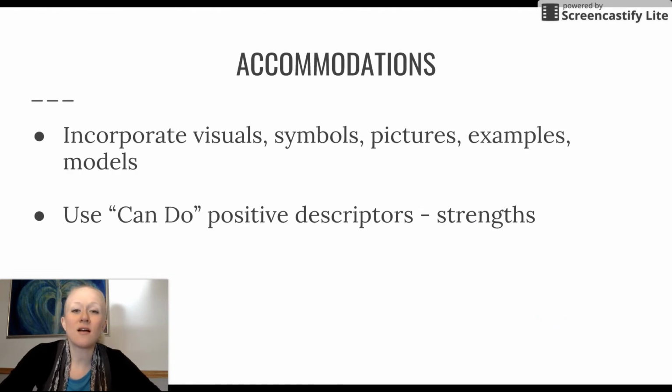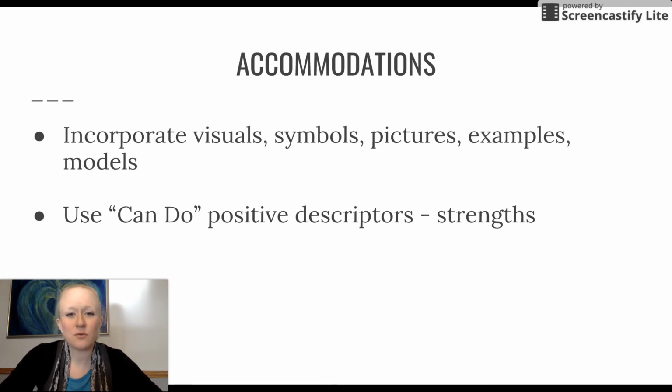Next, rubrics are a great opportunity to incorporate accommodations, especially for English learners, students with learning disabilities, really any student who learns visually. We can incorporate visuals, symbols, pictures, examples, and my favorite, models. Students really thrive on having models to emulate.